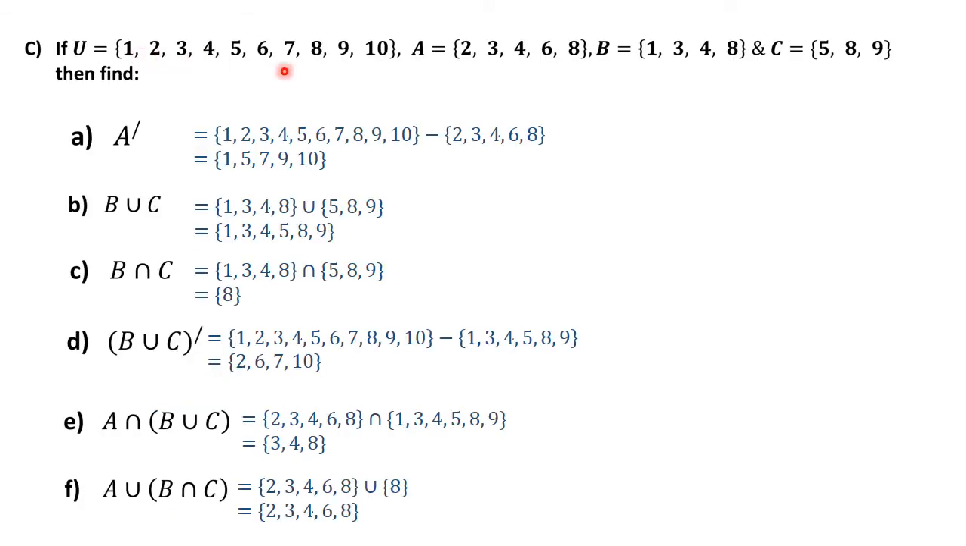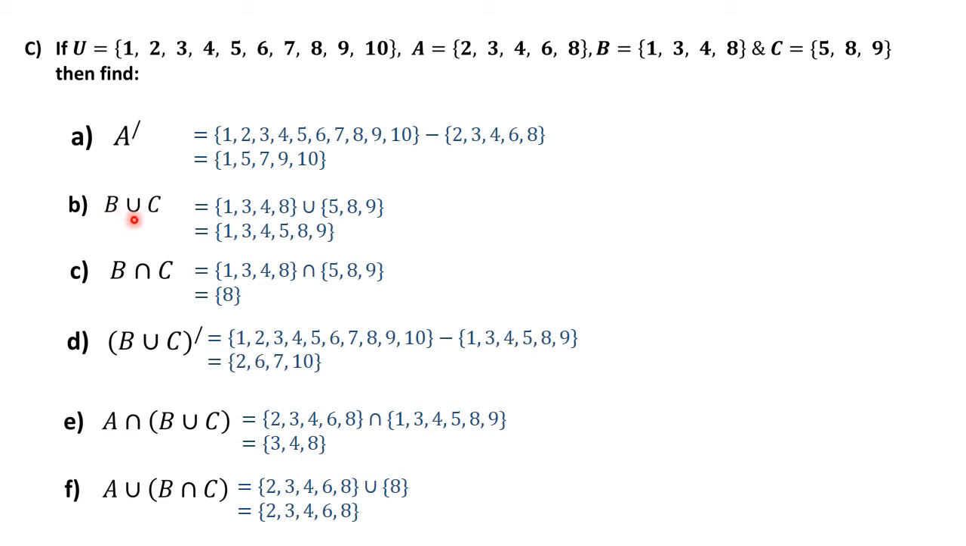If U is equal to 1 to 10, A is equal to 2, 3, 4, 6, 8, B is equal to 1, 3, 4, 8, and C is equal to 5, 8, 9, then find A complement. A complement means U minus A. So delete the common elements and we will get 1, 5, 7, 9, 10.